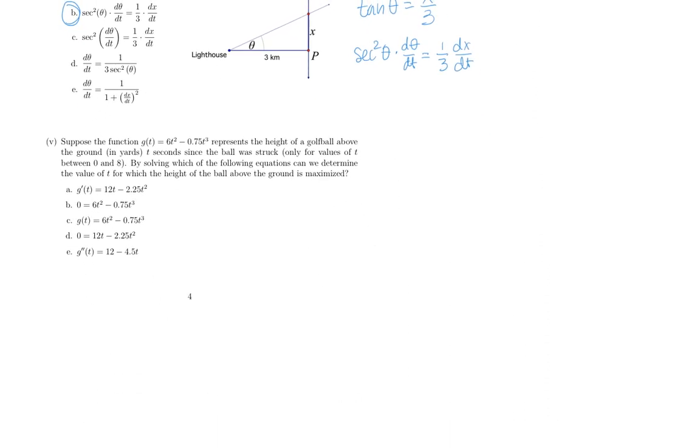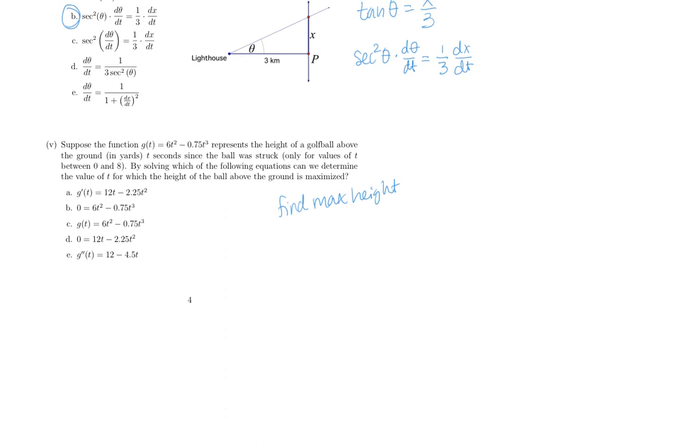Next, suppose that the function g of t equals 6t squared minus 0.75 t cubed represents the height of a golf ball above the ground, t seconds since the ball was struck. By solving which of the following equations can we determine the value for t at which the height was maximized? Okay, so I can see that this is giving us a function with respect to height, and so I want to find a maximum height. And I know that a maximum height will occur at a critical point. And a critical point happens when g prime equals 0.